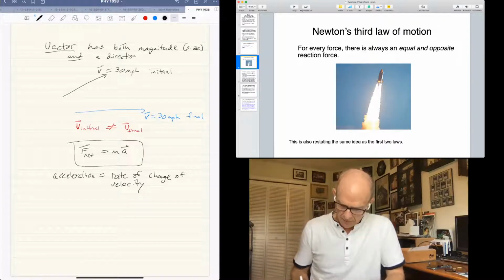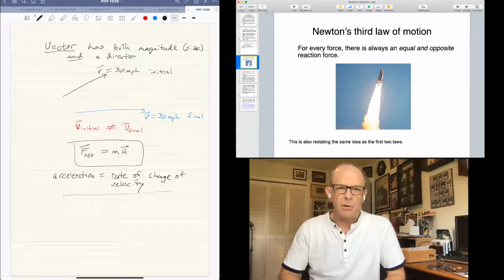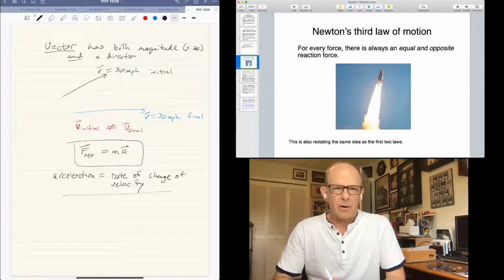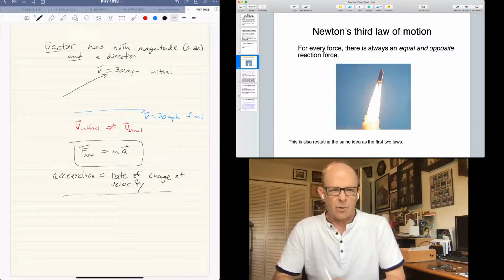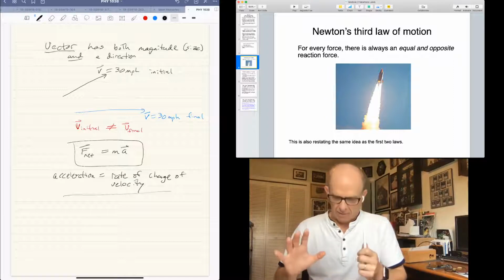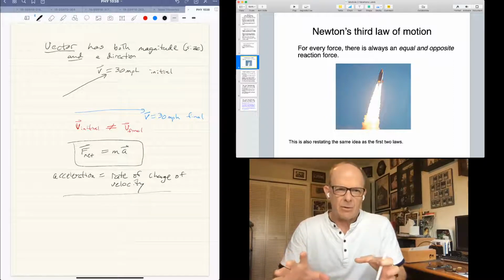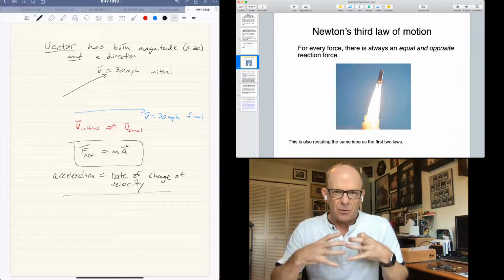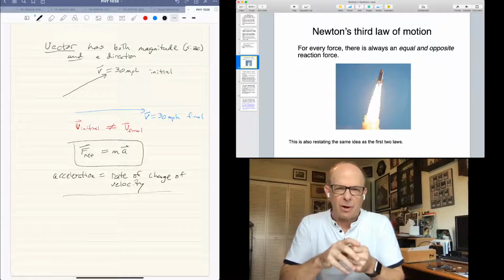And finally, Newton's third law of motion, and we'll have some demos to illustrate that, is that I'm sure you're familiar with this phrase, for every force there is always an equal and opposite reaction force. And that means that in order to change the velocity of an object so that it moves in a different way, something else has to exert a force on it.